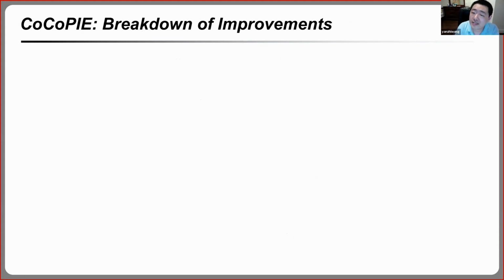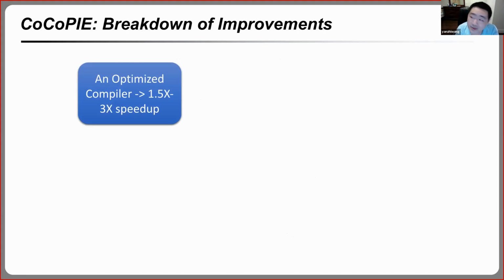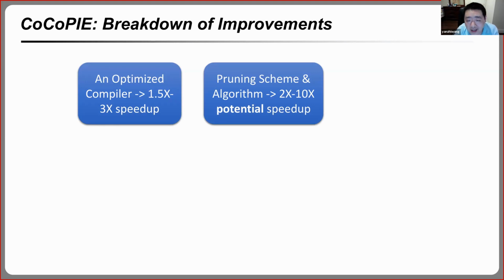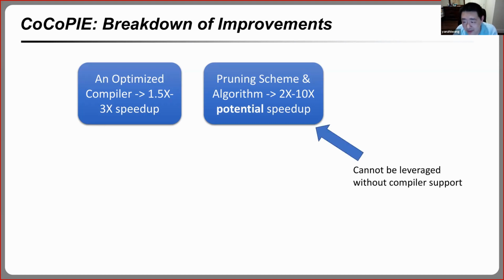So when we break down the actual improvements, we see that first, our compiler is fast. It has 50% to 3 times speedup compared with the previous compilers. But compression also plays an important role here. Compiler, the pruning scheme and algorithm together, got 2 times to 10 times potential speedup. We say potential speedup because it's very difficult for them to work alone without the help of the compiler. Without the compiler support, they cannot be used.